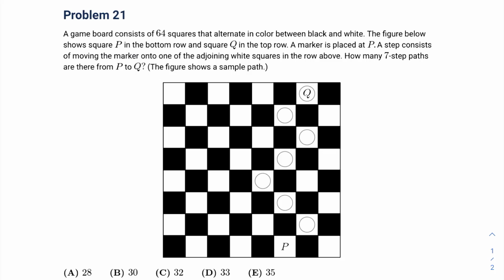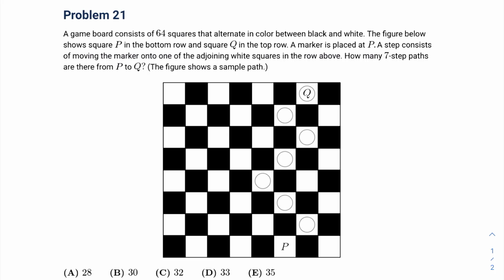A step consists of moving the marker onto one of the adjoining white squares in the row above. How many 7-step paths are there from P to Q? And this is just an example of one path.